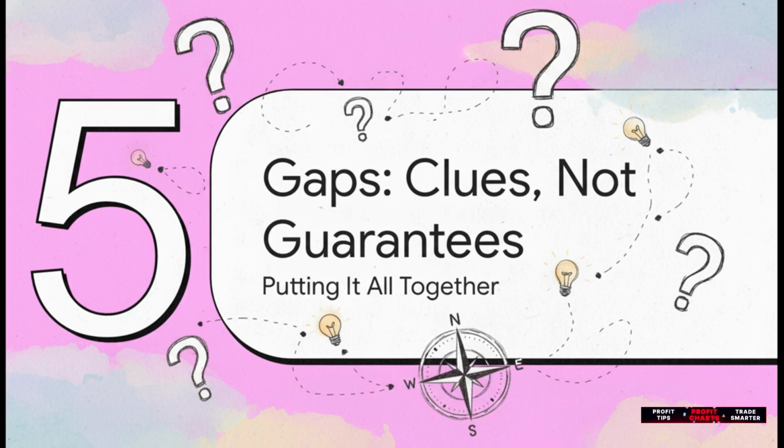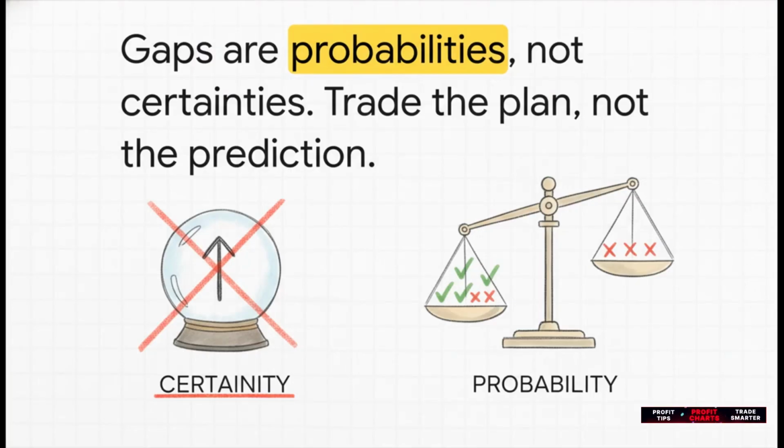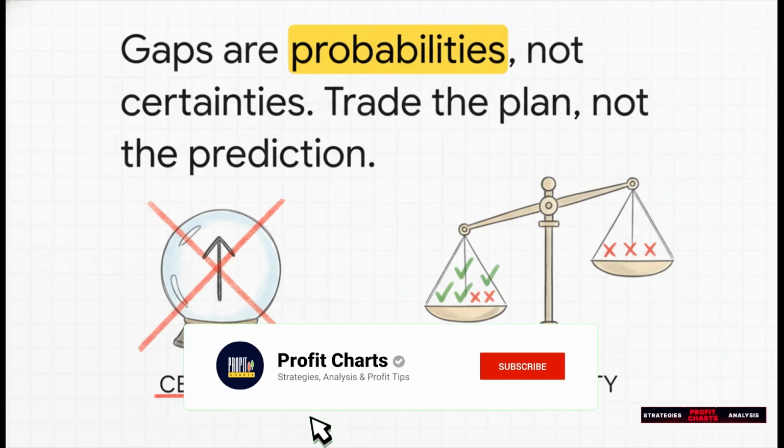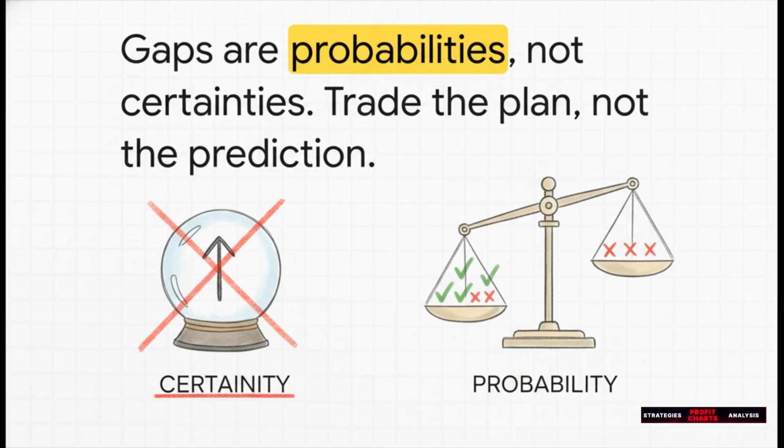All right, let's wrap this all up with the single most important mindset you have to adopt when you're trading gaps, or really any other pattern you find in the market. You have to burn this into your brain. A gap is a high probability clue about what the market might do next. It is not a crystal ball. It is never ever a guarantee. Your job isn't to predict the future. Your job is to execute a solid plan that has a statistical edge over and over and over again.